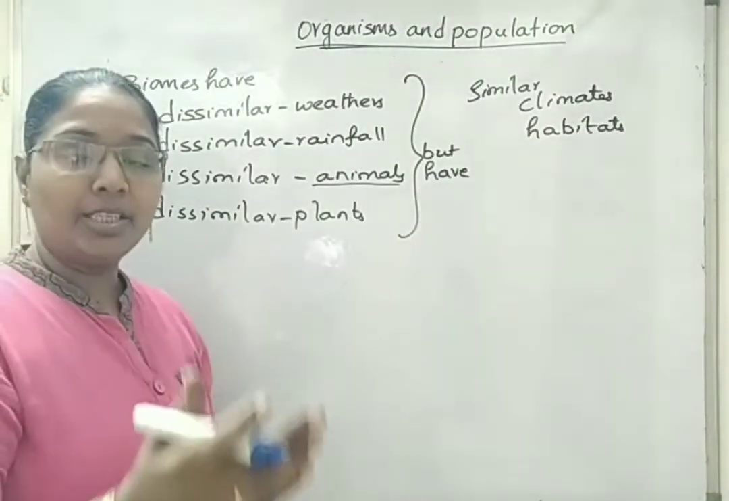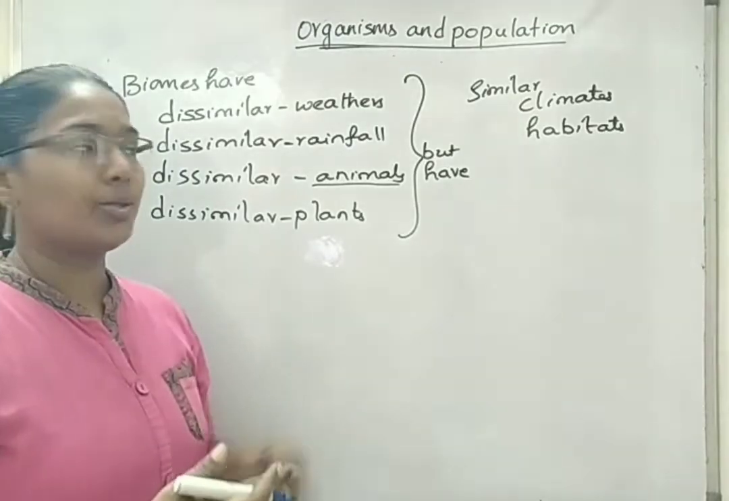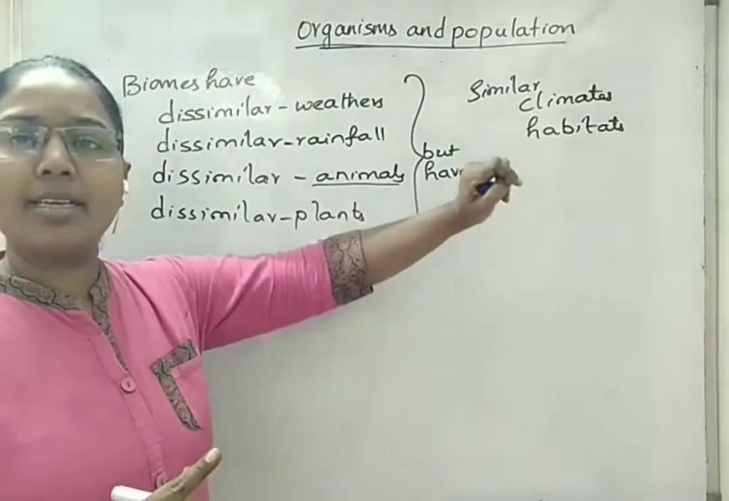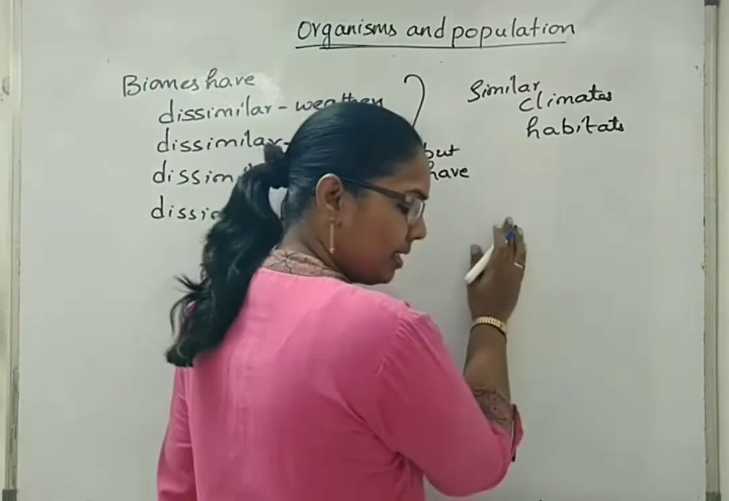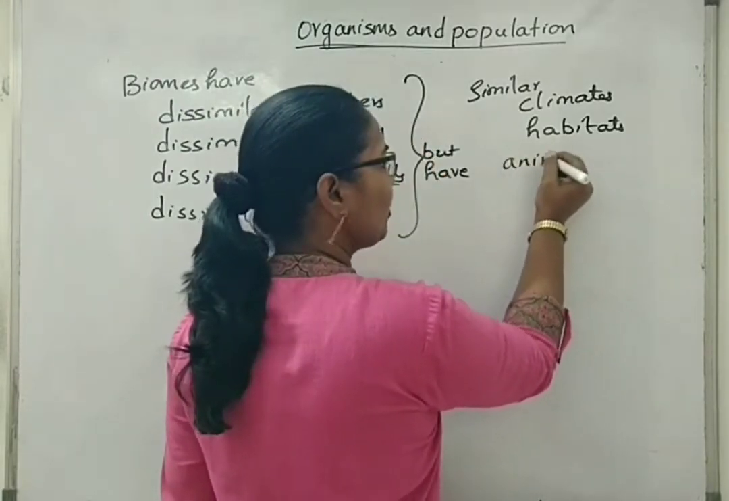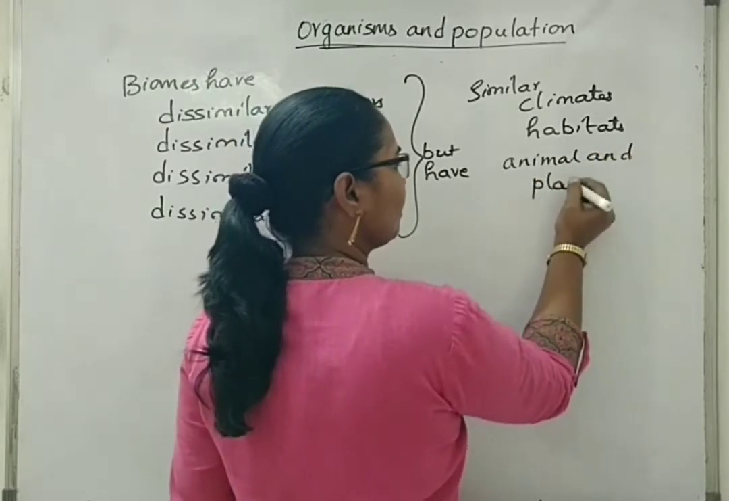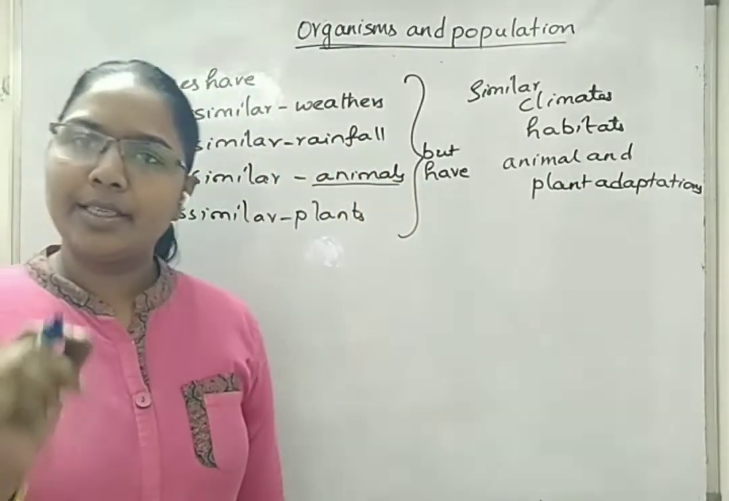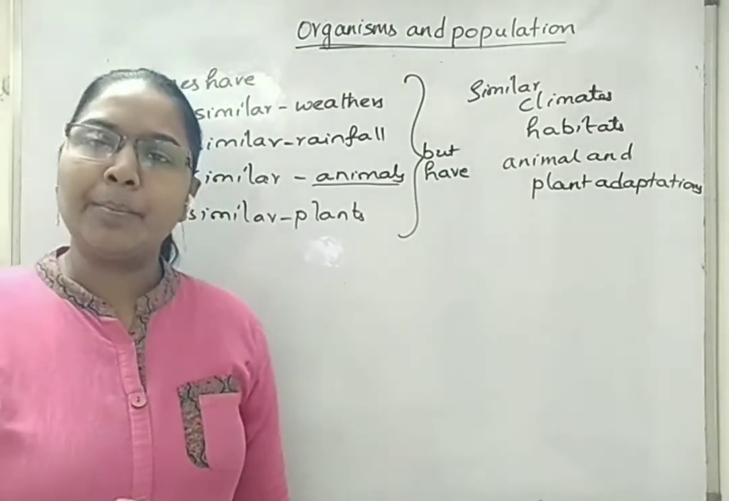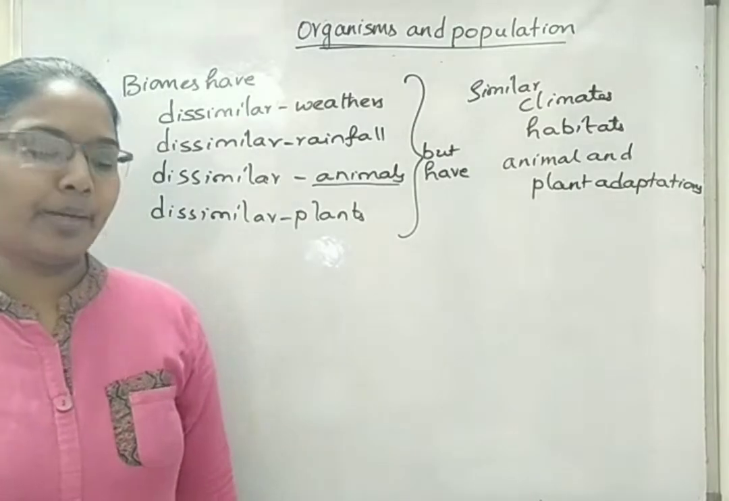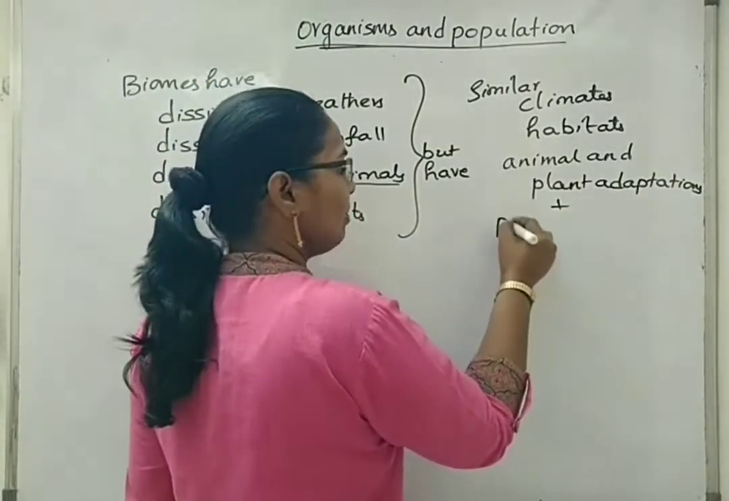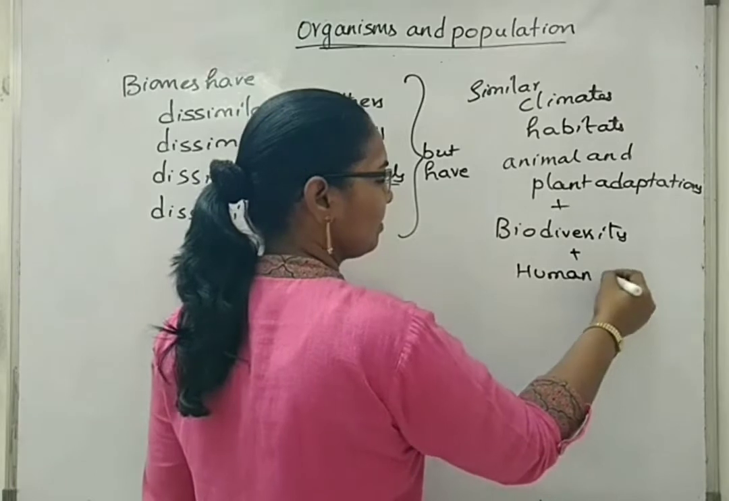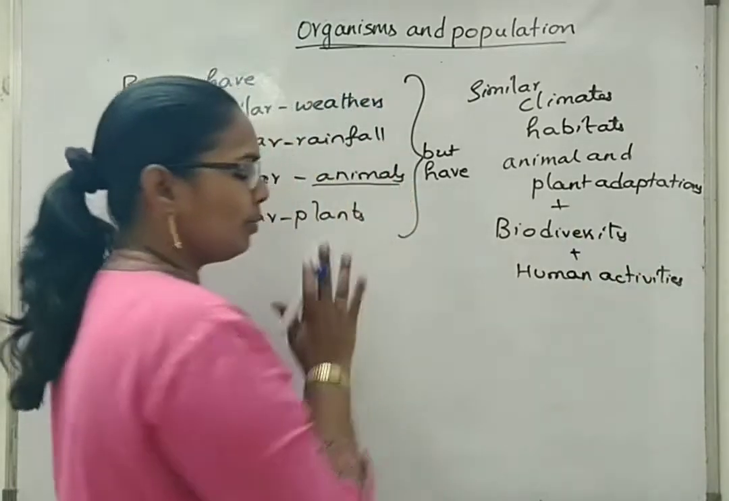But here we are changing the locations, geographical areas and geographical regions also. Then we are telling the climates are similar during one season. That is, during rainy season, climates are the same only. So habitats and similar animals and plant adaptations, in the sense, when organisms are unable to tolerate one particular temperature, then animals at any particular region try to adapt to the changing environment. Plus similar biodiversity, plus similar human activities. This is very important to understand.